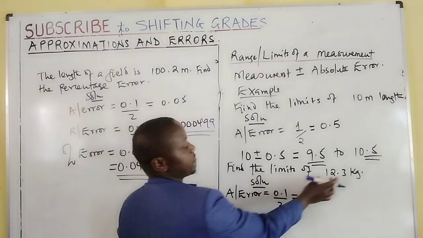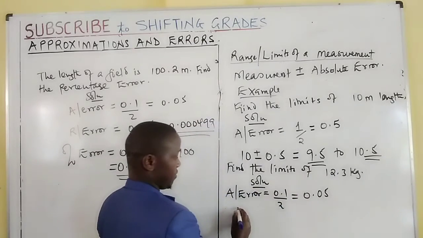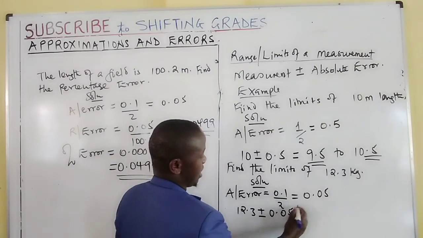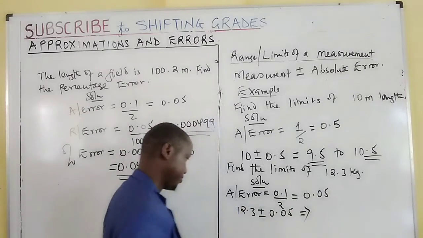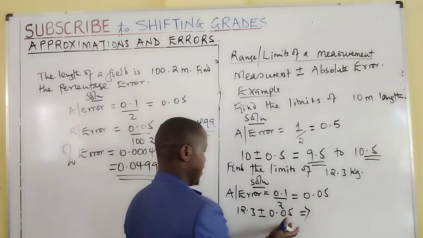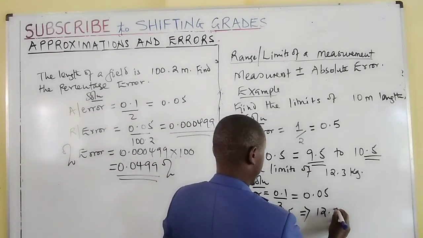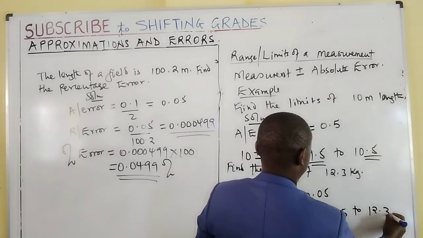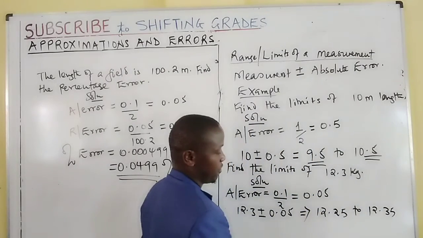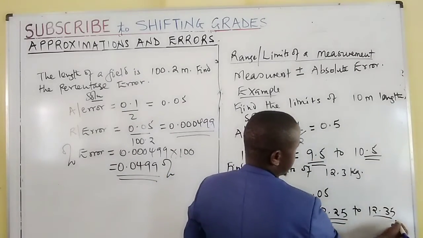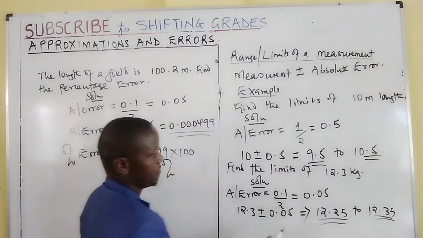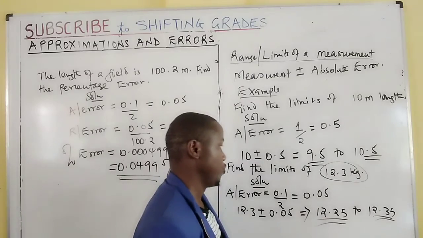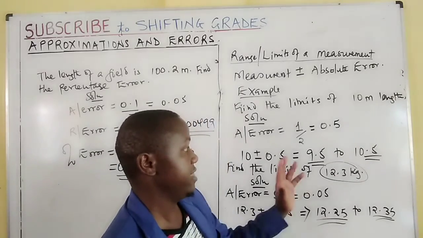Now to get the limits of 12.3, it will lie between when we subtract and when we add 0.05. Therefore, the limits will be 12.25 to the upper limit of 12.35. Therefore, this is the range or the limits for the mass of 12.3 kilograms. So that's all to do with the errors and the limits.